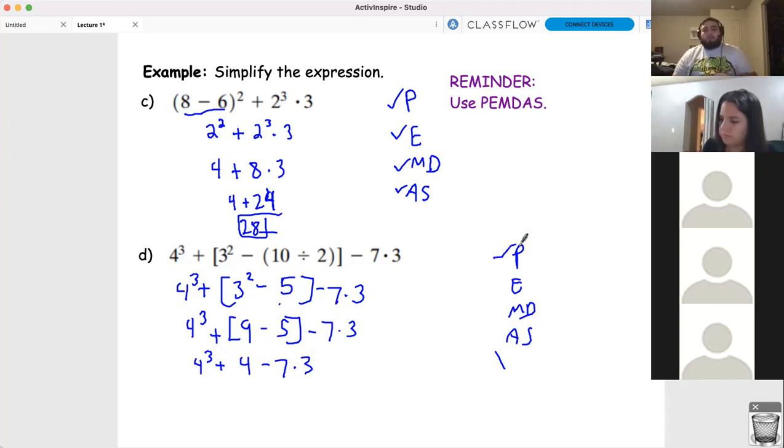We're done here. Is everyone with me with how we're doing the steps now? Everyone good? All right. So now after P, we have exponents. Do we have any exponents to evaluate? Yes, we have 4 to the 3rd power. What's 4 times 4 times 4? 64. And then bring down everything else.